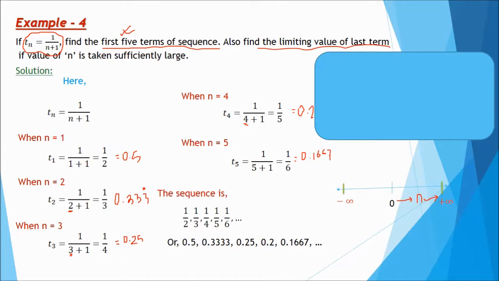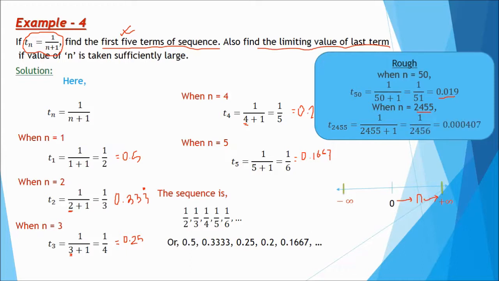Let's do the rough work. Let's take a large value. When n is equal to 50, T50 will be 1 by 51, that value will be about 0.02. When you take another larger value of n, it will be even smaller. See this value, it is approaching towards a fixed number. The last term of the sequence is approaching towards a fixed number.